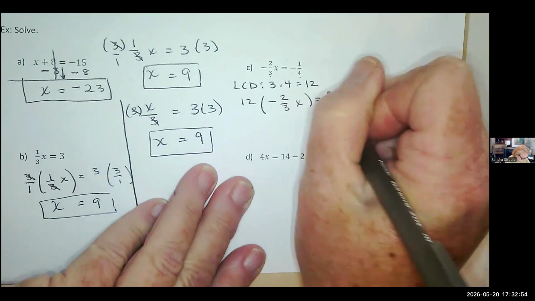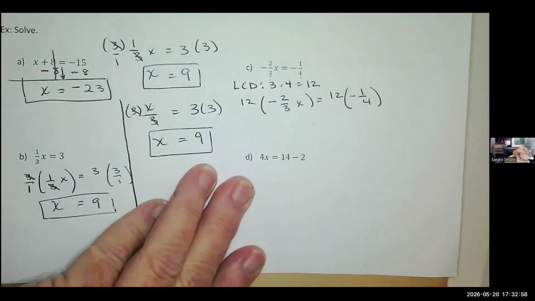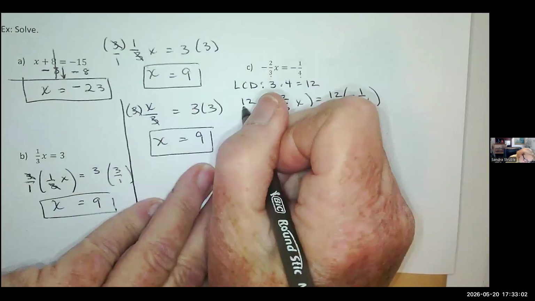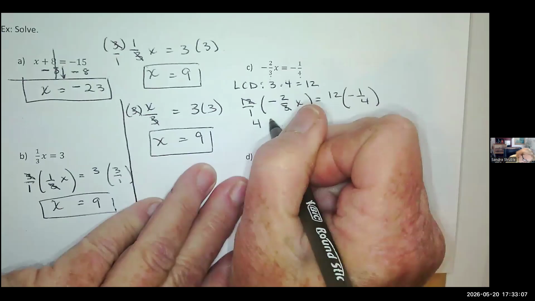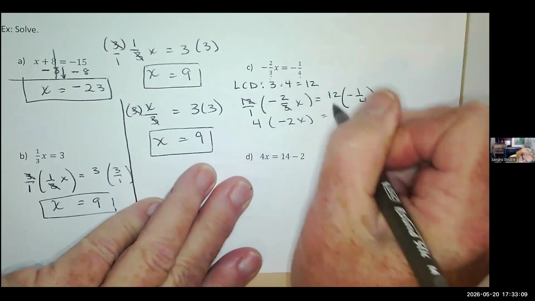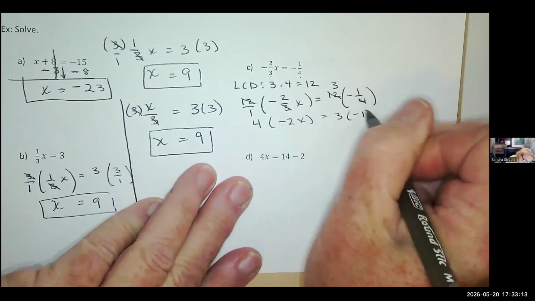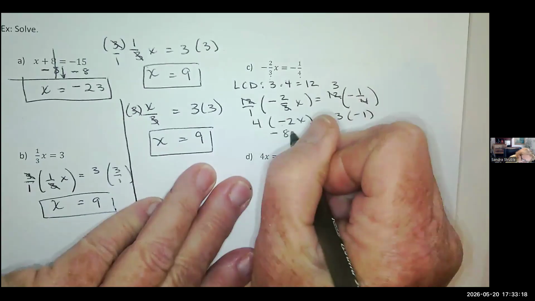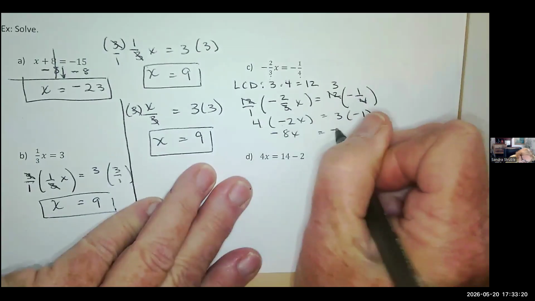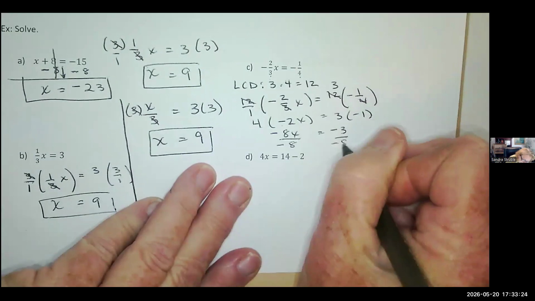All right. I'm going to go ahead and reduce. This is over 1. 12 divided by 3 is 4 times negative 2x. 12 divided by 4 is 3 times negative 1. 4 times negative 2x is negative 8x. And 3 times negative 1 is negative 3. Divide both sides by negative 8, and x equals 3/8.